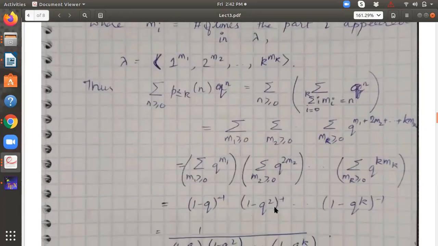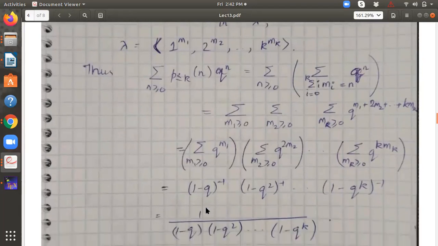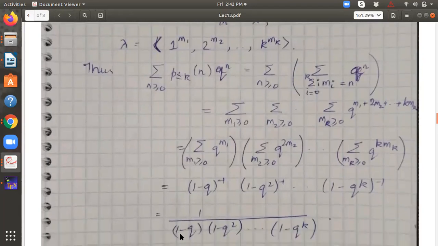So I have written it this way. This actually turns out to be 1 upon 1 minus q, 1 minus q square, and so on till 1 minus q raised to k. So you see how elegantly you have figured out that the generating function for p less than or equal to k is this.